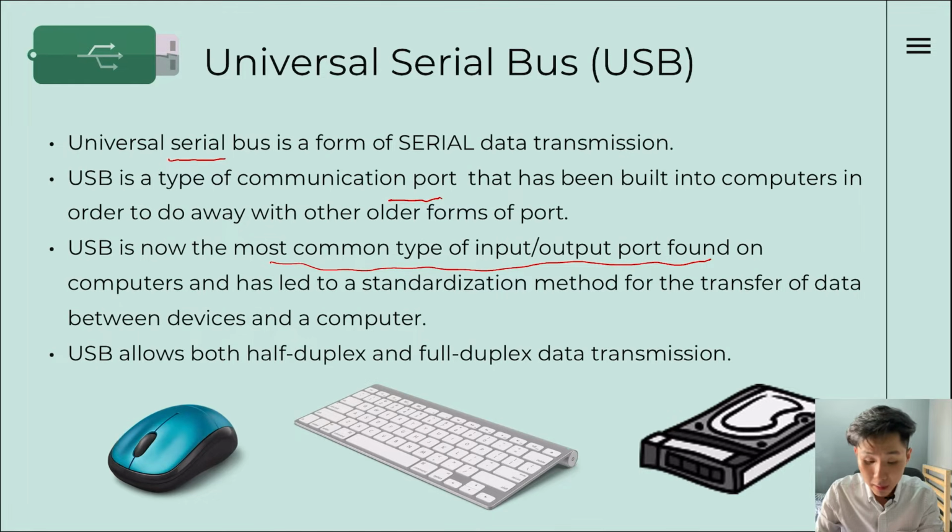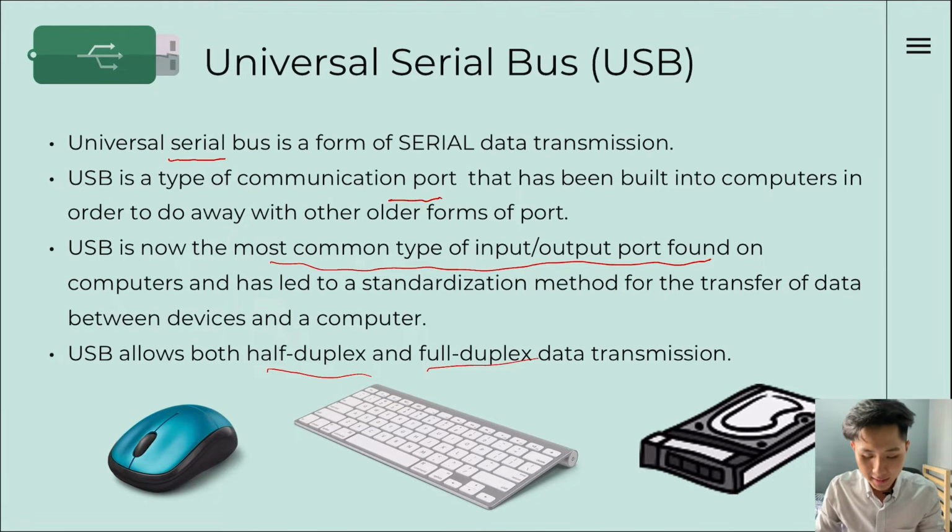You can find that USB is everywhere. It can be connected to your mouse, your keyboard, your webcam. They are just universally used. And it allows half duplex and full duplex data transmission in two directions. For instance, with your USB pen drive, you can transmit data from the pen drive to the computer, and also the other way around.